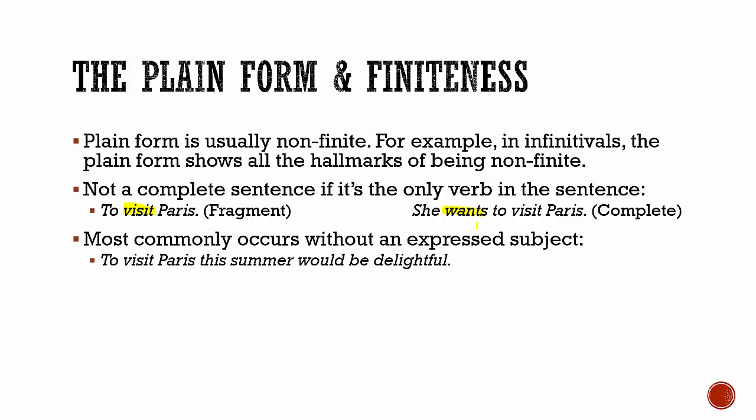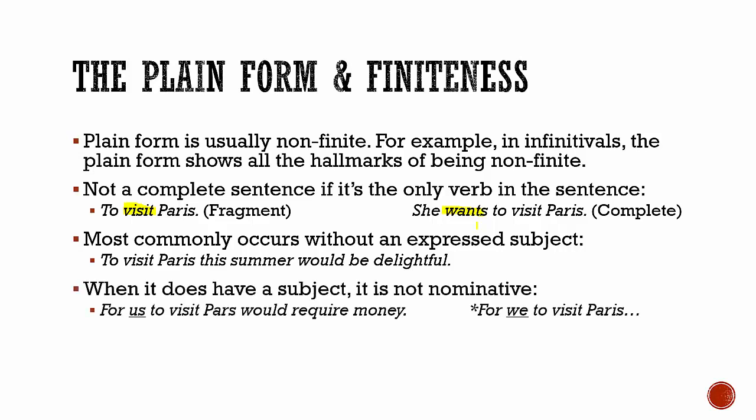Most commonly, we don't have an overt subject, an expressed subject. So "to visit Paris this summer would be delightful." But who's visiting Paris this summer? The sentence doesn't tell us. You assume it's the speaker talking, but the sentence doesn't explicitly state that for you. Okay. When it does have a subject, it's not nominative.